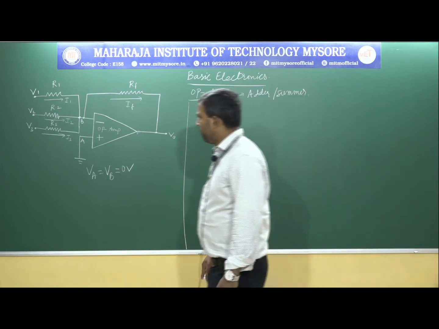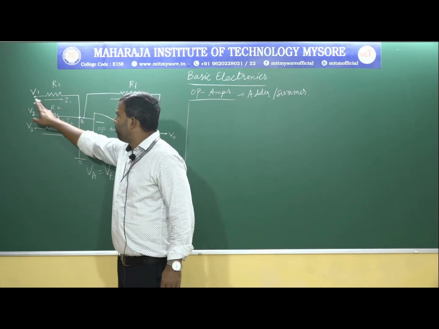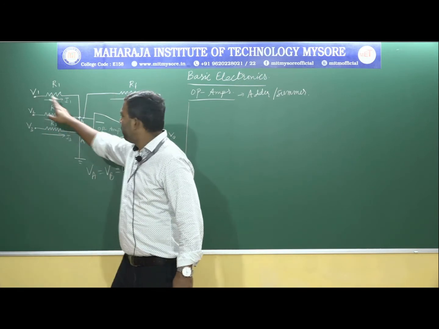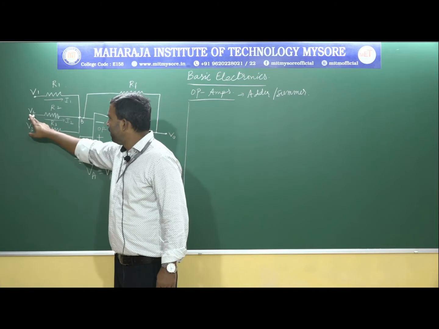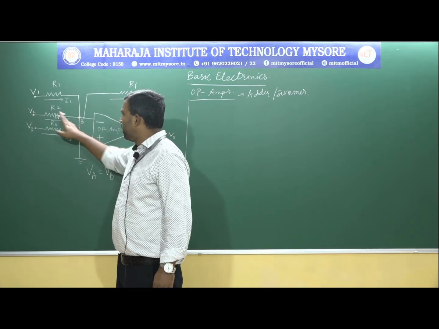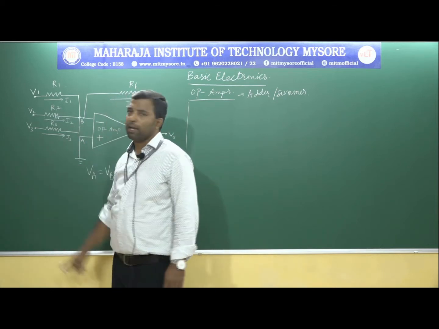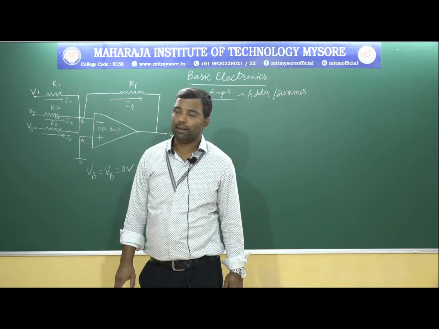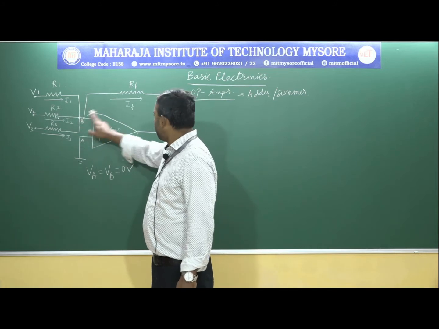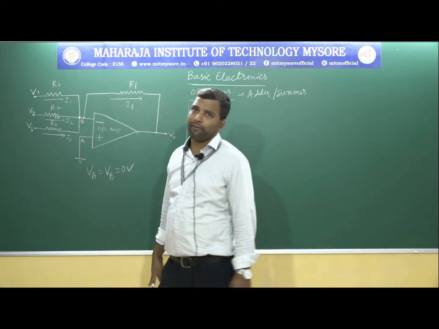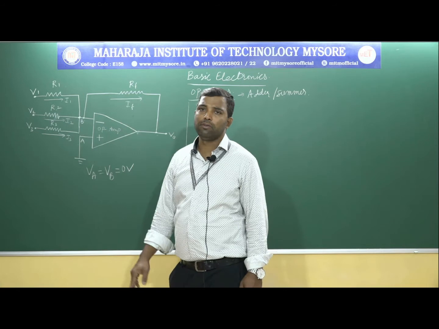Let us consider the current I1 flowing through R1. The current I1 is given by the difference between these two potentials, V1 minus VB, divided by R1. Similarly, I2 is V2 minus VB divided by R2, and I3 is V3 minus VB divided by R3. Similarly, the current IF is given by VB minus VO divided by RF. These are the different currents obtained in the circuit.